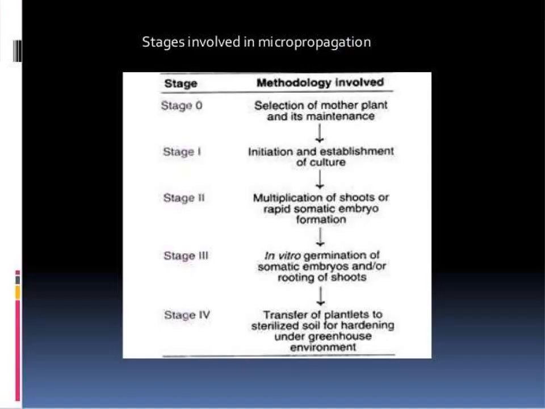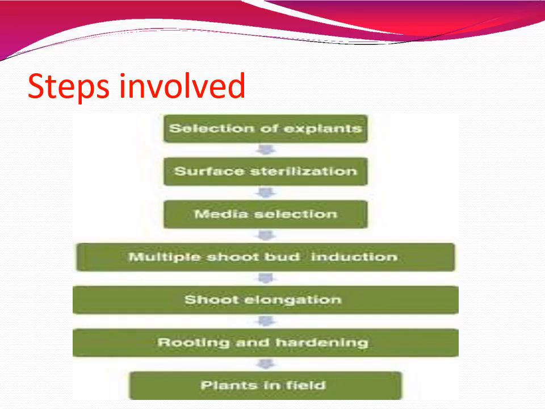So these are all 5 stages involved in micropropagation, and these are all the steps involved in micropropagation, that is selection of explants, surface sterilization, media selection, multiple shoot bud induction, shoot elongation, rooting and hardening, and plants in field.